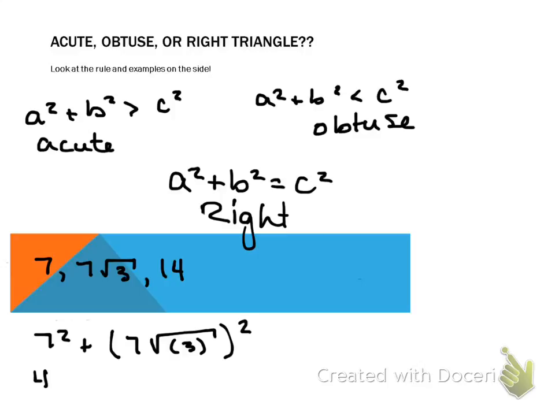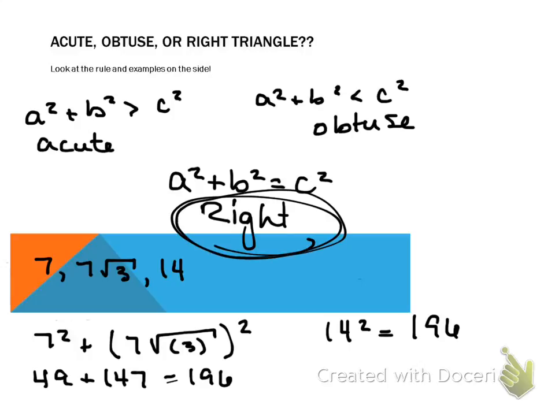So then you have 49 plus 147, and that equals 196. And then your c squared, 14 squared, equals 196 also. If a squared plus b squared equals c squared, then you have a right triangle. So this triangle would be indeed right.